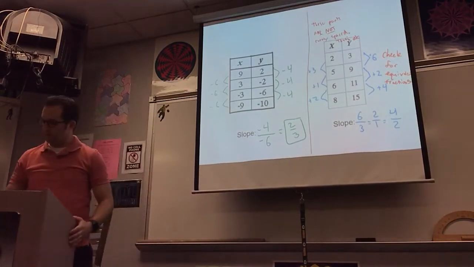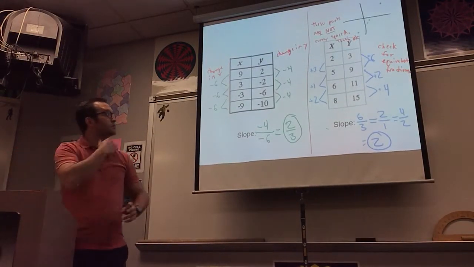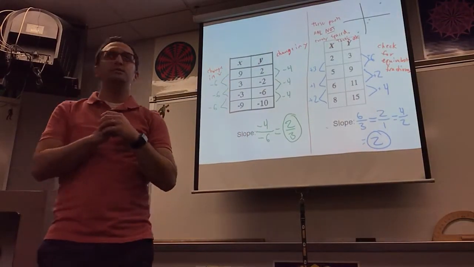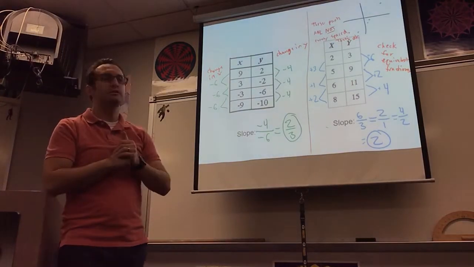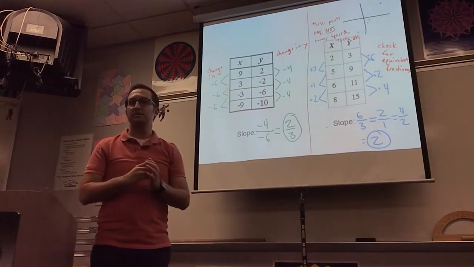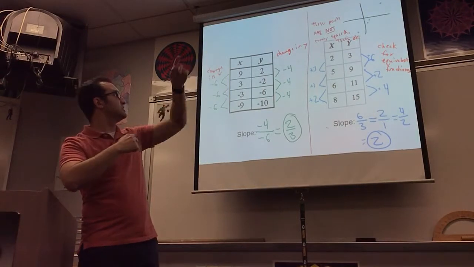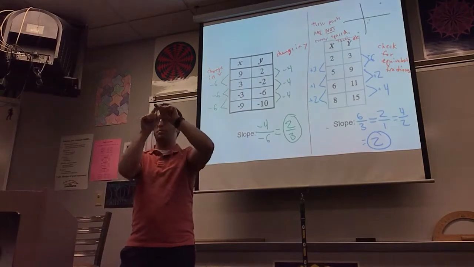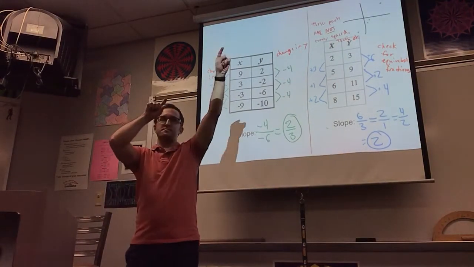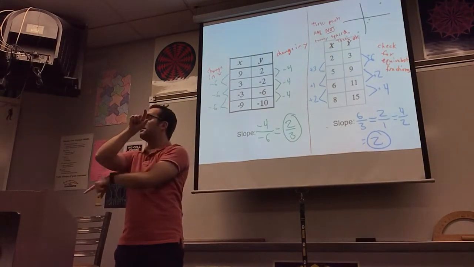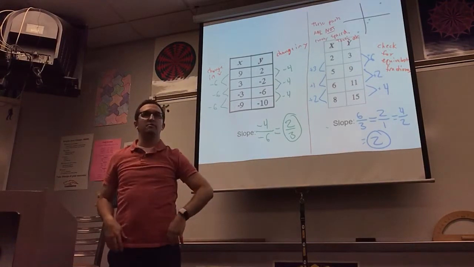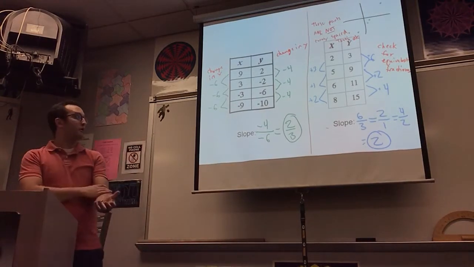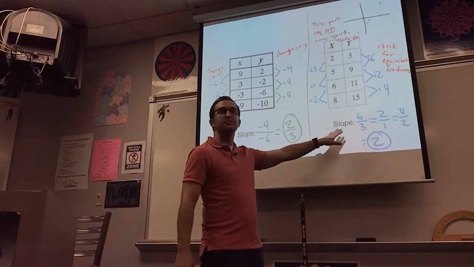Let me show you what happened. So look up at the top right-hand corner of my screen. See where those points are placed? They're not evenly spaced. But what do you notice about the points? They're in a straight line, right? So just because they're not evenly spaced, as long as they're all in that same line, then you're good to go. So just because they're not evenly spaced doesn't mean that it's going to be wrong. It just means that you have to check for equivalent fractions.